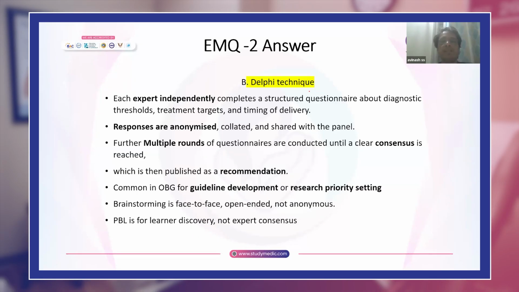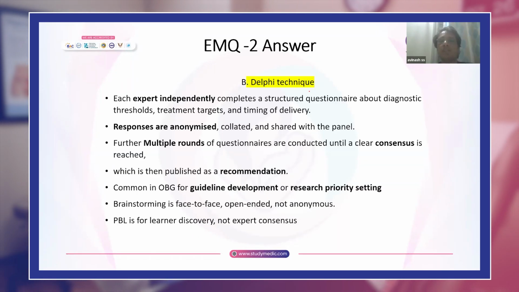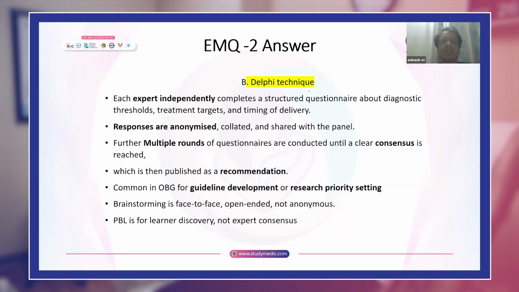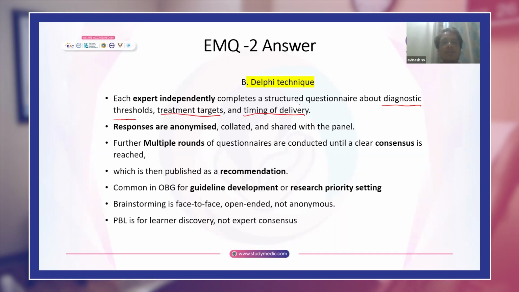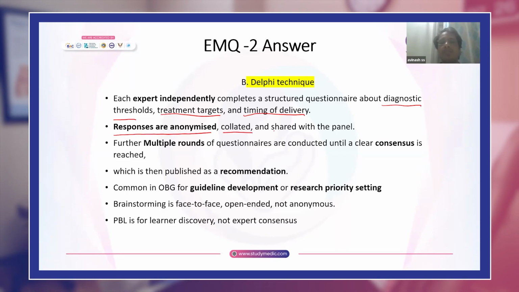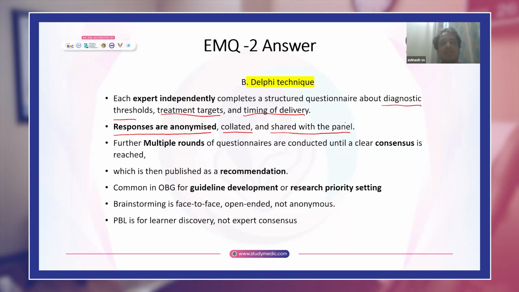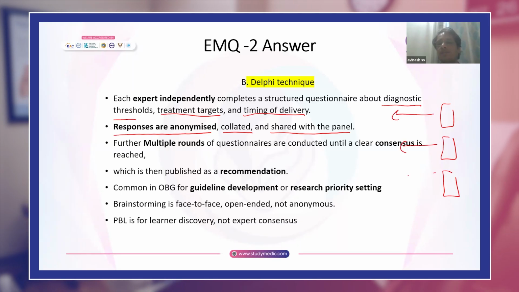So here experts independently complete a structured questionnaire about a diagnostic threshold, for example, or on deciding a treatment target, or on the timing of the delivery, etc. So when they share this questionnaire, they will answer. Okay. Responses are usually anonymized. Then they are collected and shared with the panel. Once each expert goes through these anonymous responses, this is the first round of answering.